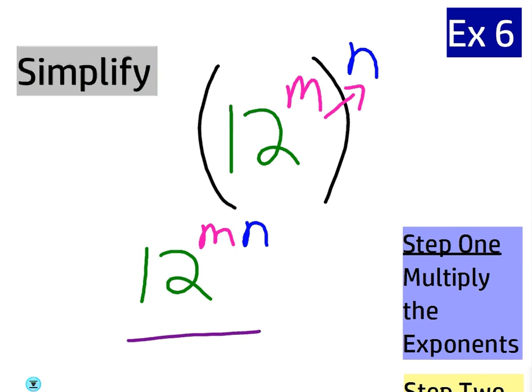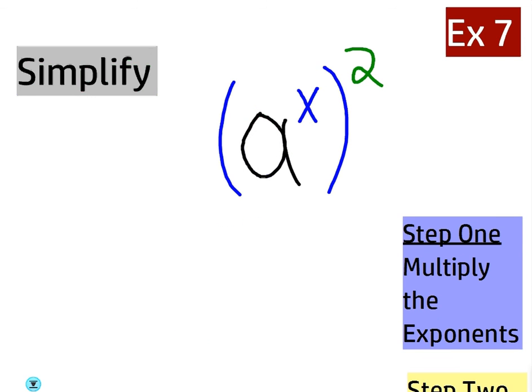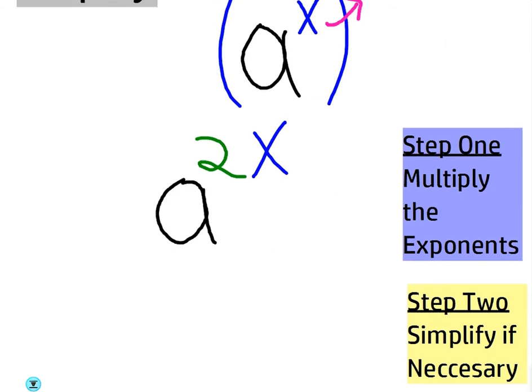Okay, 2 more. We have a to the x to the 2. Now be careful, because if I were just trying to do this real quick, I would say a to the x squared. But why is that wrong? Right, so again, exponent to exponent is multiplication. So what's x times 2? 2x, right? So as long as you understand it's multiplication, you wouldn't be falling into that trap. So that's the answer for this one.